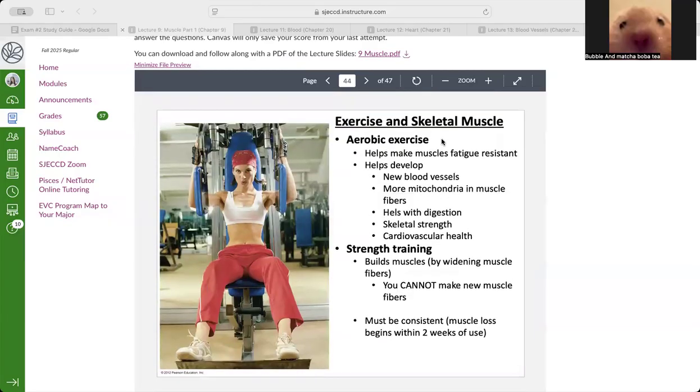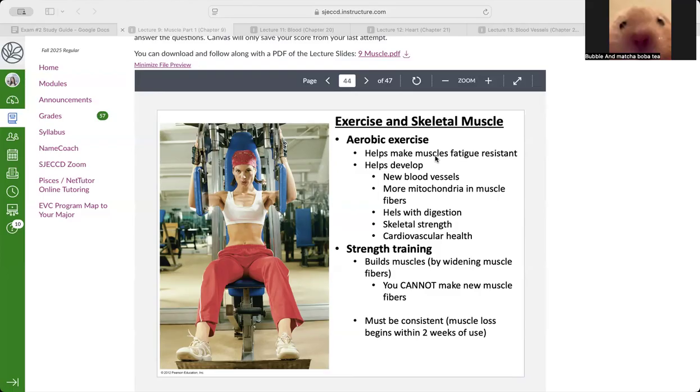Okay, and then exercise and skeletal muscle. This one helps muscles become fatigue resistant. So exercise is very important. Aerobic is basically you can exercise for long periods of time. It converts fast glycolytic fibers to fast oxidative glycolytic fibers, and it has lots of health benefits, more mitochondria, more digestion. Because what happens? You need mitochondria for oxygen, right? When you exercise, it brings in the mitochondria into the muscle fiber. You can't grow more muscle fibers, but you can definitely change them by adding more mitochondria and capillaries.